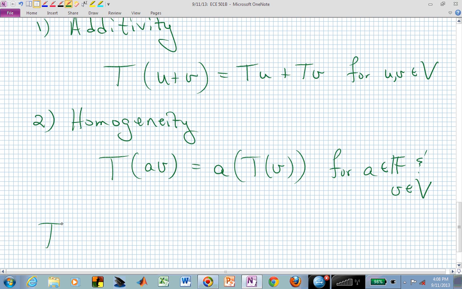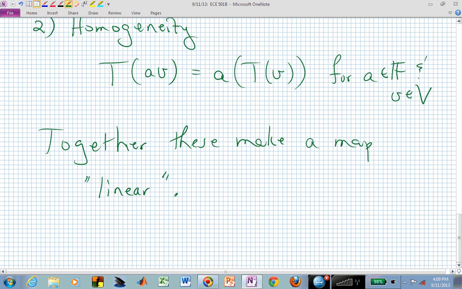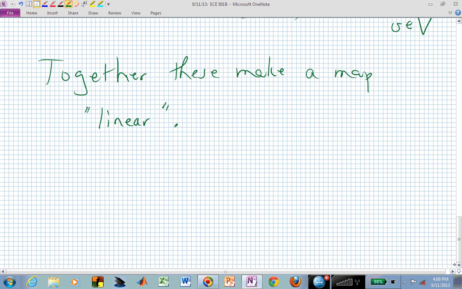So together, those two properties are needed to make this mapping linear. We could have any map we wanted, but to make them linear, they need to satisfy the two properties of additivity and homogeneity.